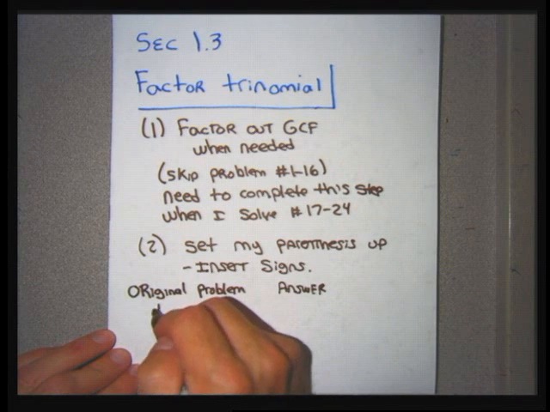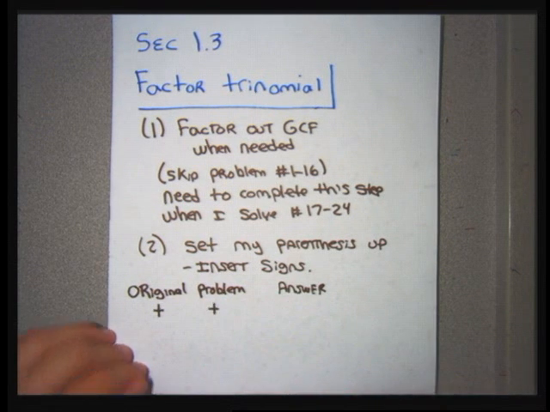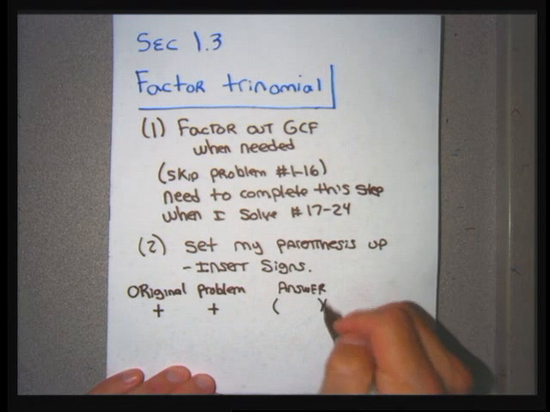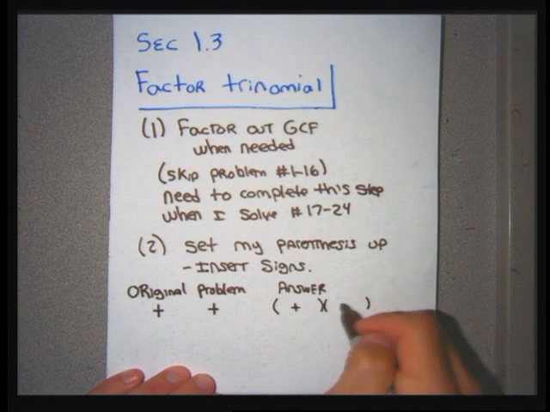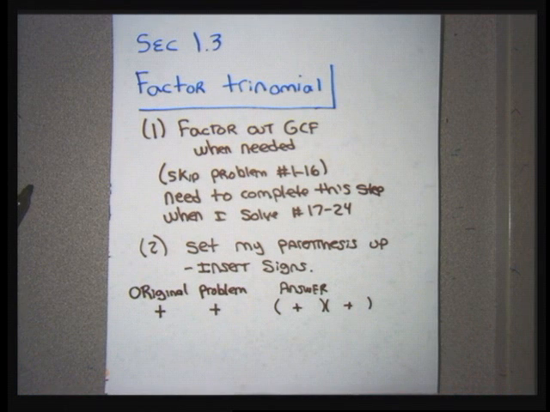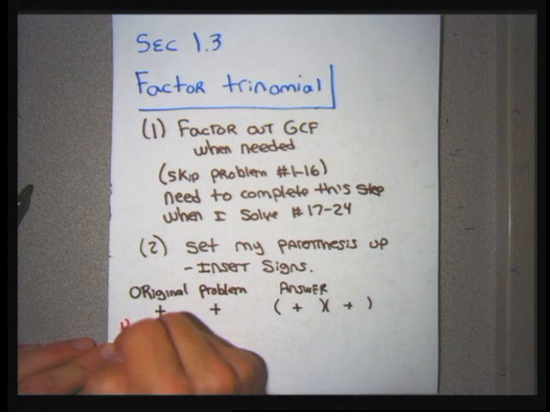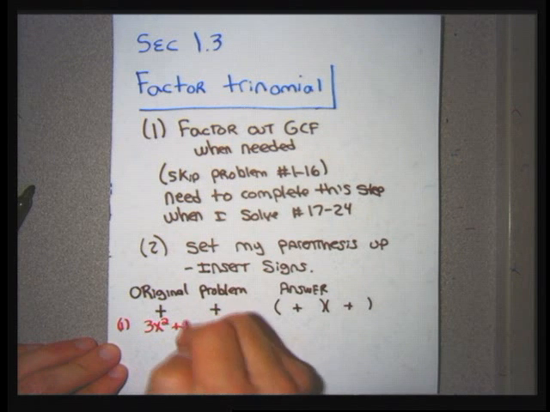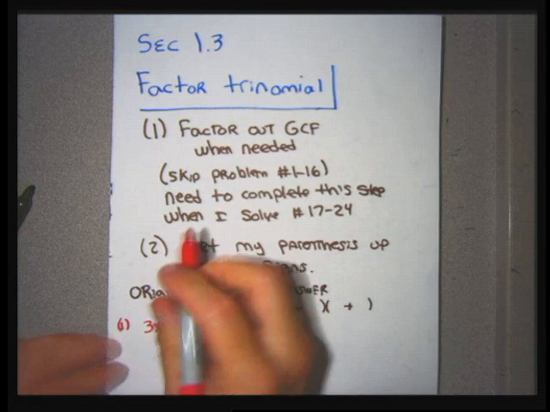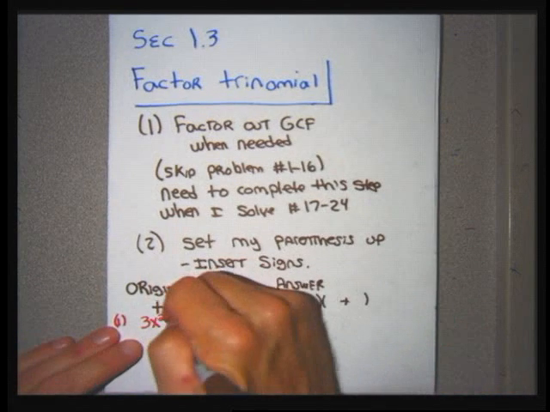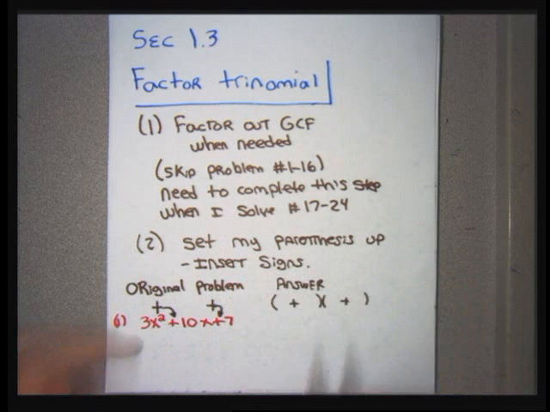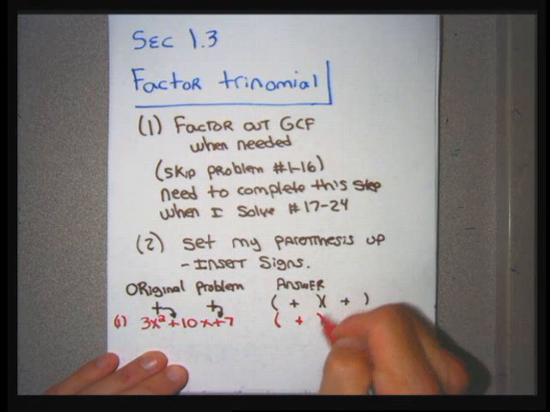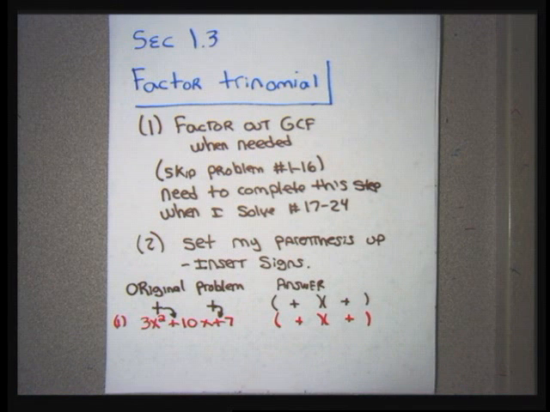If the signs in the original problem are both plus, that's the easiest situation. My answer can't have anything but pluses. So I'm going to make two parentheses, and inside those parentheses I'm going to put pluses. I'm not going to finish this problem, but if I look at problem number 1 in this section, it's 3x squared plus 10x plus 7. This is the situation where the problem itself has nothing but plus signs. The signs in the problem are plus and plus. So if I was going to solve this problem, my parentheses are going to get a plus and a plus.